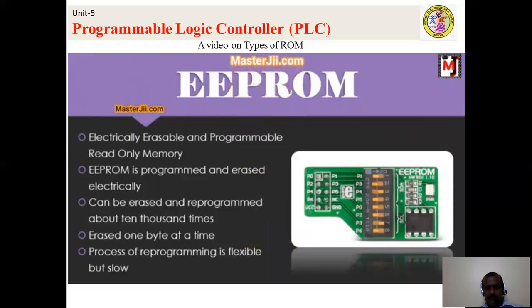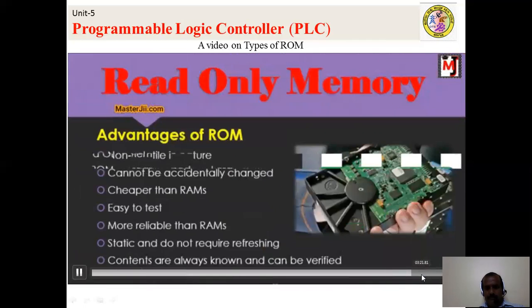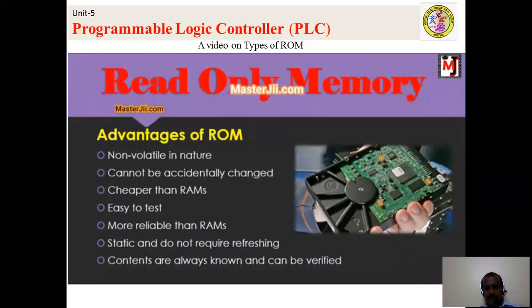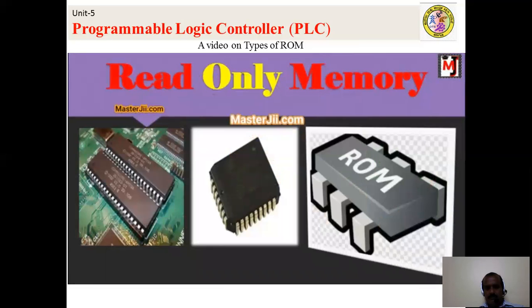And you can also see the pictures of the 4 types of ROMs shown on your screen so that you can develop a better understanding of these types of ROMs. And if we talk about the advantages of ROM, its advantages include: non-volatile in nature, cannot be accidentally changed, cheaper than RAMs, easy to test, more reliable than RAMs, static and do not require refreshing. Contents are always known and can be verified. So friends, this is our topic, that is ROM, read-only memory.